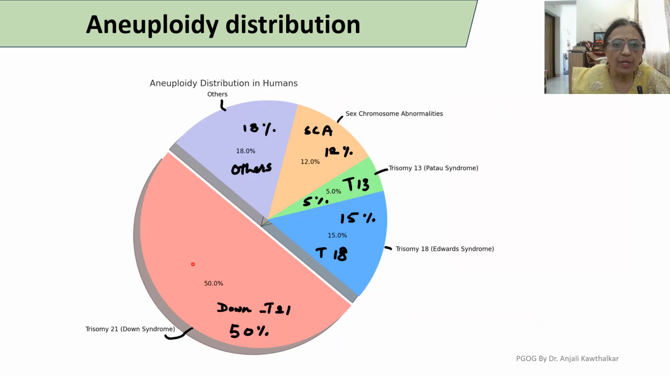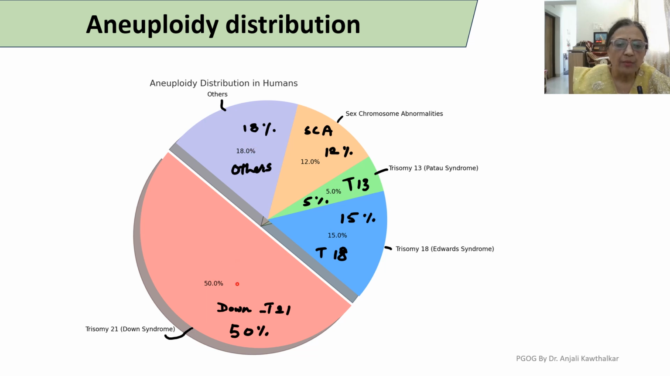If we see the distribution of aneuploidies, the major chunk, that is 50%, is occupied by trisomy 21 or Down syndrome. Followed by Down syndrome, we have trisomy 18, that is Edward syndrome, which contributes 15% of all the aneuploidies. Followed by that, we have sex chromosomal abnormalities, which contribute 12%. And in 5%, we can have trisomy 13, that is Patau syndrome. Whereas all the others contribute 18%.